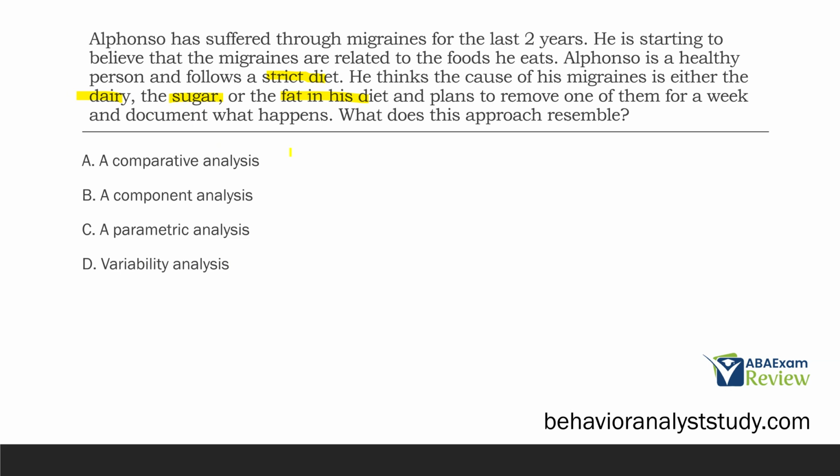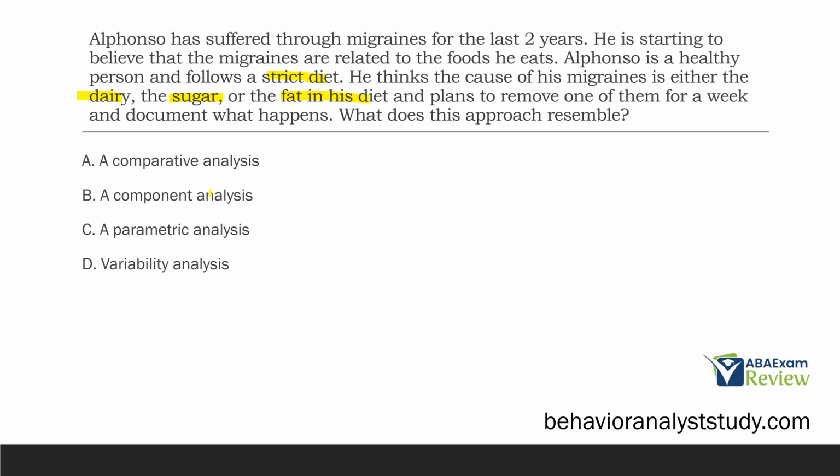A comparative analysis? Well, in a comparative analysis, we're looking at totally separate interventions that don't have anything to do with each other, and they're not part of a package. Dairy, sugar, and fat are all part of this package. So we're not necessarily comparing them. What we're doing is taking each of these components, because dairy, sugar, and fat are components of his diet, and then analyzing them separately. That is a component analysis.